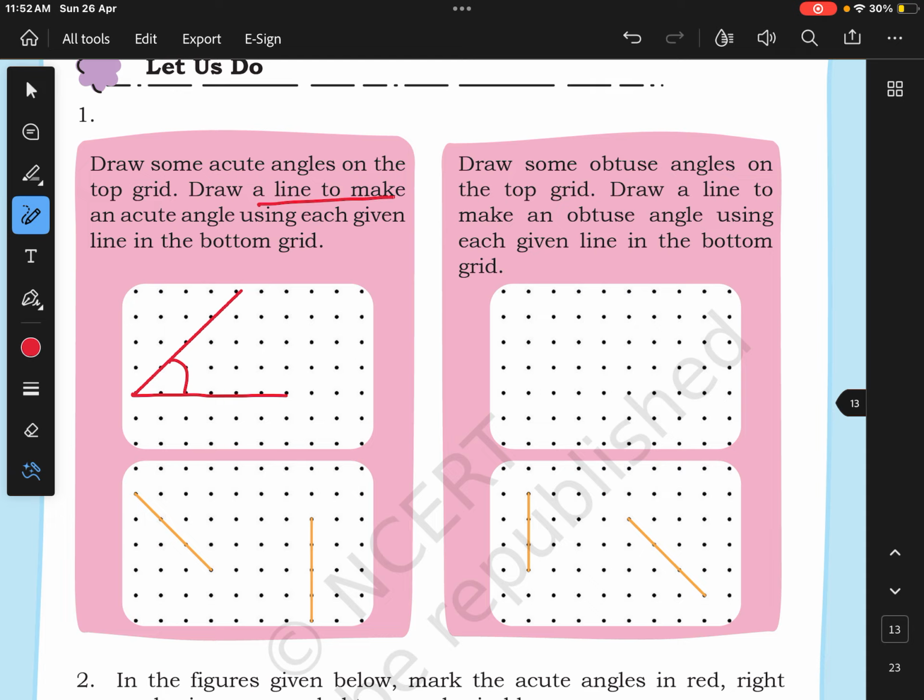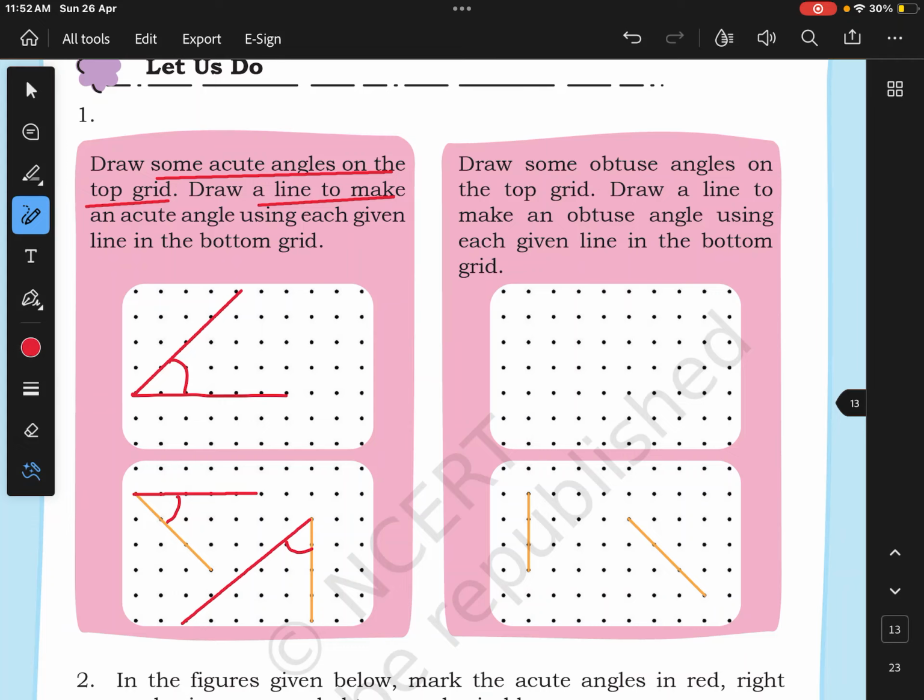Draw a line to make an acute angle, some acute angle on the top grid. So the acute angle is made in the top grid. Now we have to draw one line for this and one line for this to make an acute angle. If we draw a line like this, this angle is going to be an acute angle. From here, if we draw a line like this, this angle is going to be an acute angle. So this is also done.